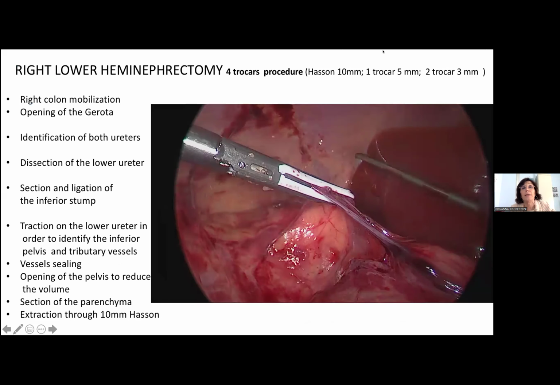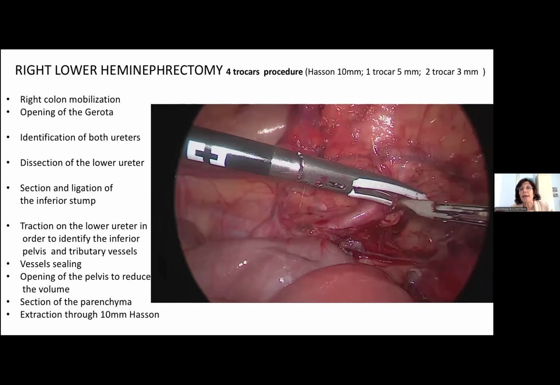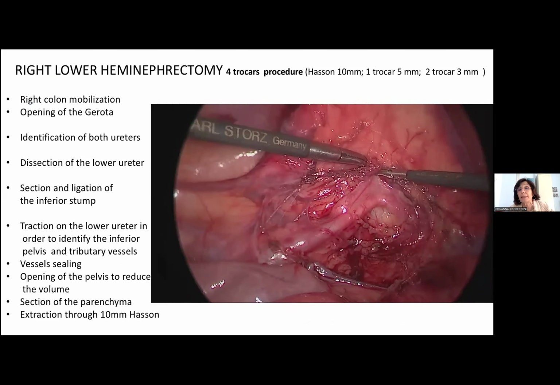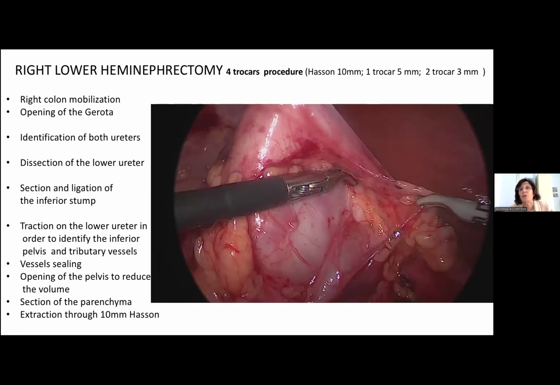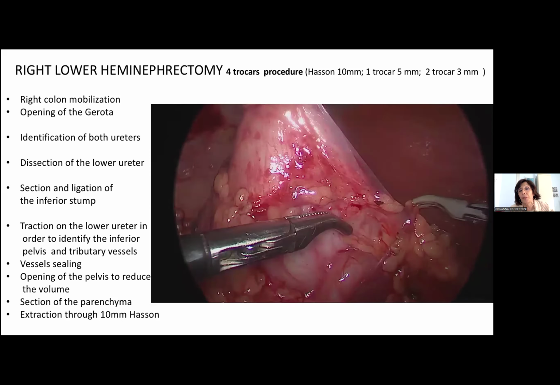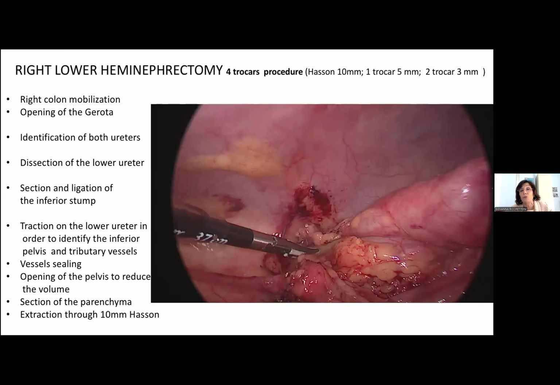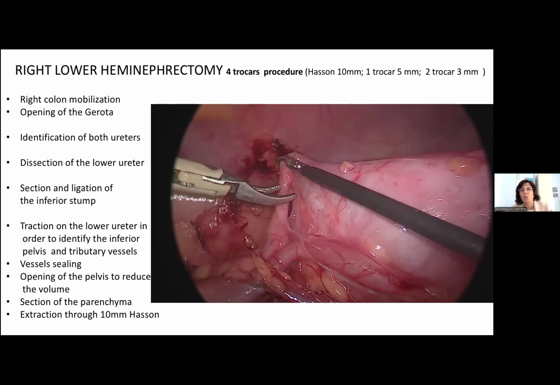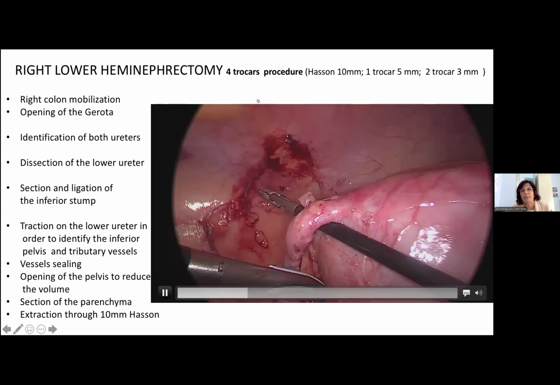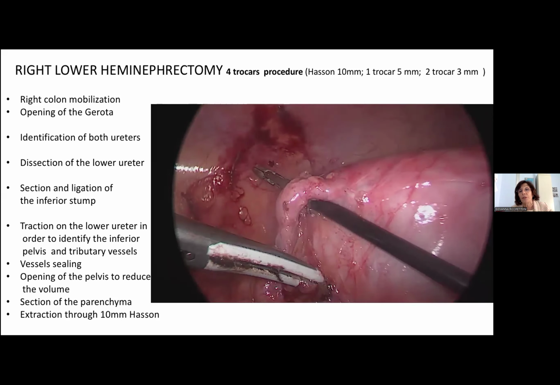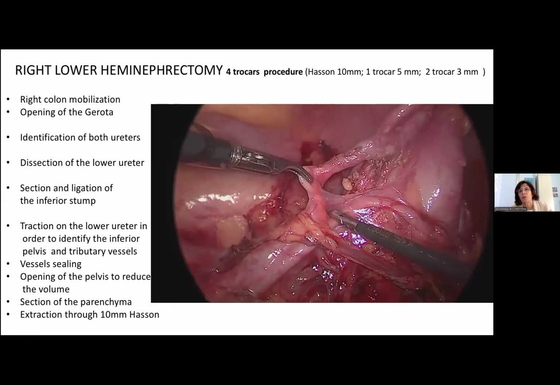First of all, the right and then the left. On the right, I did a 4-port technique because I used a 3 millimeter instrument to displace the liver. Generally, I like to do a right colon mobilization to open the Gerota, and then the identification of the two ureters. As you can see here, there is the ureter of the lower pole. The ureter of the upper pole is well defined.